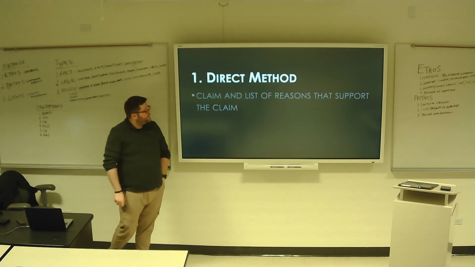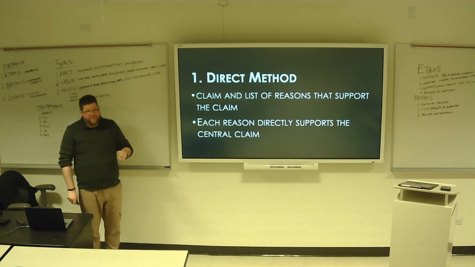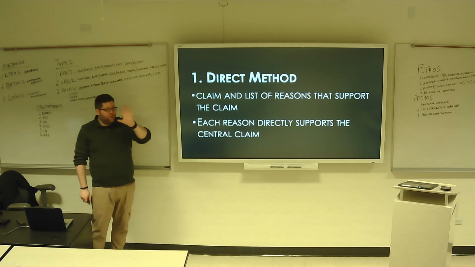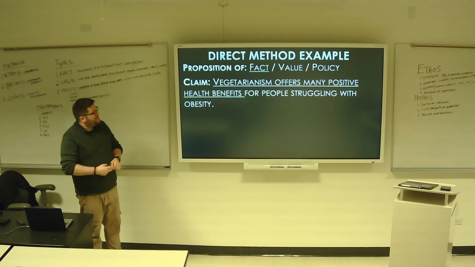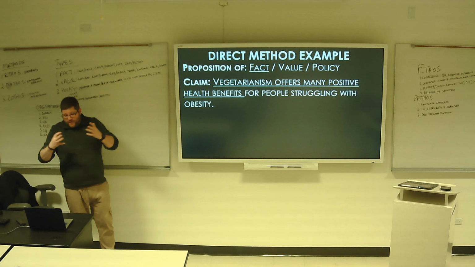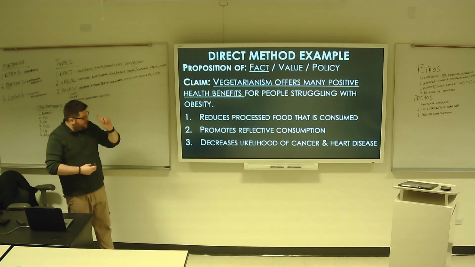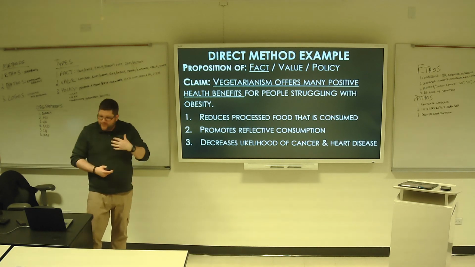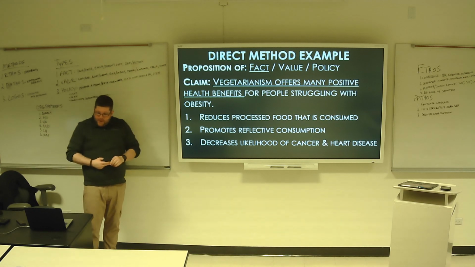Let's start with direct. So this is where you make a claim and then you provide a list of reasons in support of that claim. And each reason must directly support the central claim that you are making. So my example of this is the claim that vegetarianism offers many positive health benefits for people struggling with obesity. One, it reduces processed food that is consumed. Two, it promotes reflective consumption. And three, it decreases the likelihood of cancer and heart disease.